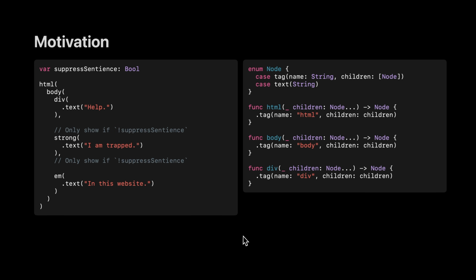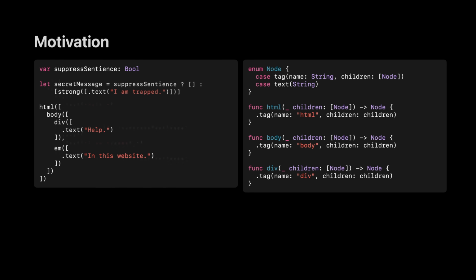So the first step here would be to slightly deface our API by switching away from the variadic parameter lists to accepting arrays. And already things have gotten a little spiky, full of angle brackets, square brackets, I mean. But now we can begin to make a refactoring to get this to work. First, we can extract our secret message. And in the case that we're suppressing sentience, we will return an empty array. Otherwise, we'll have a singleton array of just that element in there.